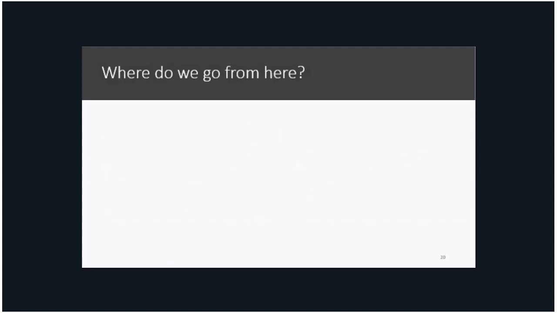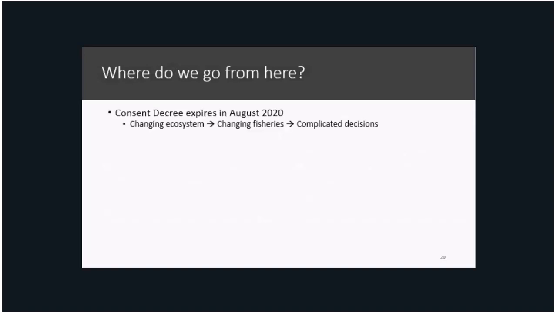So where do we go from here? The consent decree expires in August of 2020. We have a changed ecosystem. Maybe it's continuing to change. We have changing fisheries, which leads to very complicated decisions as we begin to negotiate a new management structure for the Great Lakes. What is the future for whitefish?